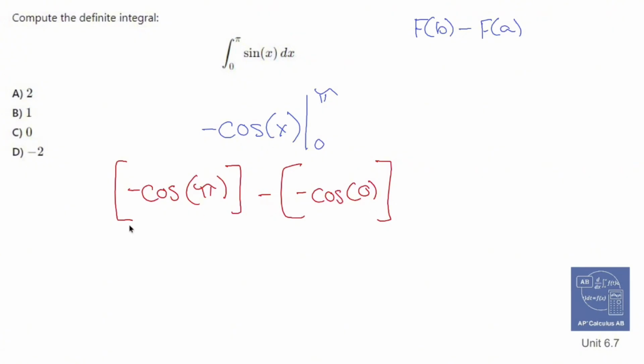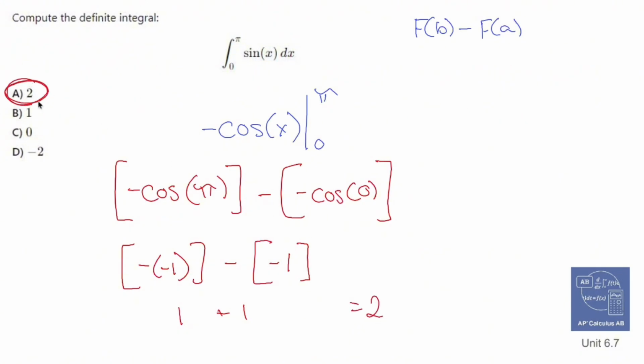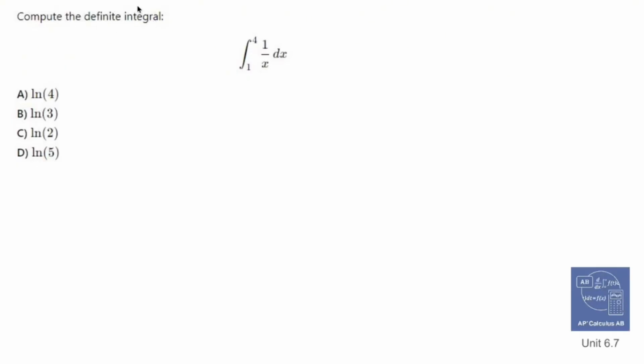Okay, the cosine of pi is -1, so -(-1) is 1, minus the cosine of 0, which is 1, so -1. So 1 minus 1... the two negatives give 1 and 1, and 1 plus 1 is 2. The answer is A, baby.